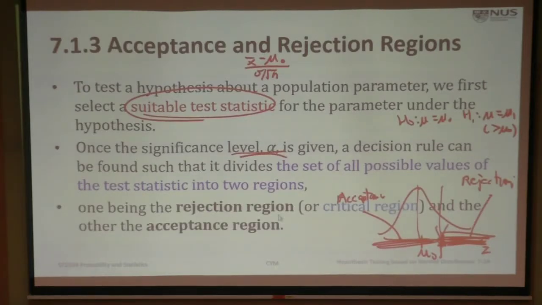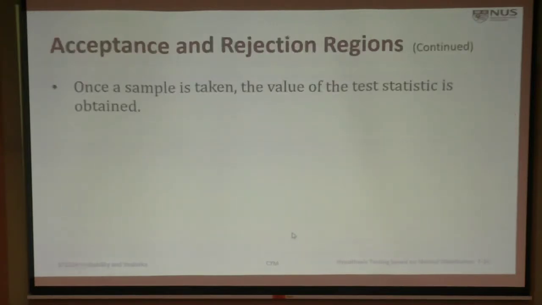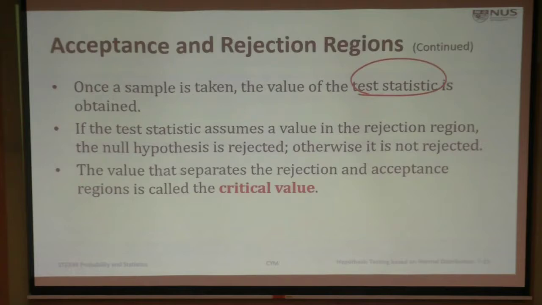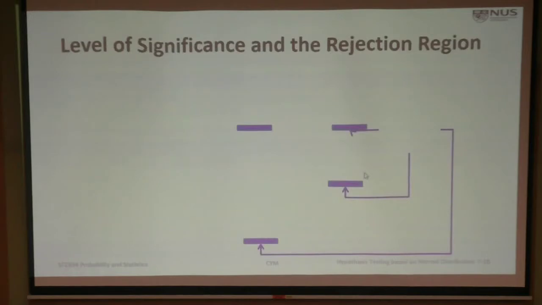So the rejection region is sometimes referred to as the critical region. Usually we will specify the rejection region, and the complement of it is the acceptance region. Once you have a sample, you can evaluate the test statistic value and then check whether it falls in the rejection region or the acceptance region. If it falls in the rejection region, then we reject the null hypothesis. The value that separates the two regions is called the critical value.